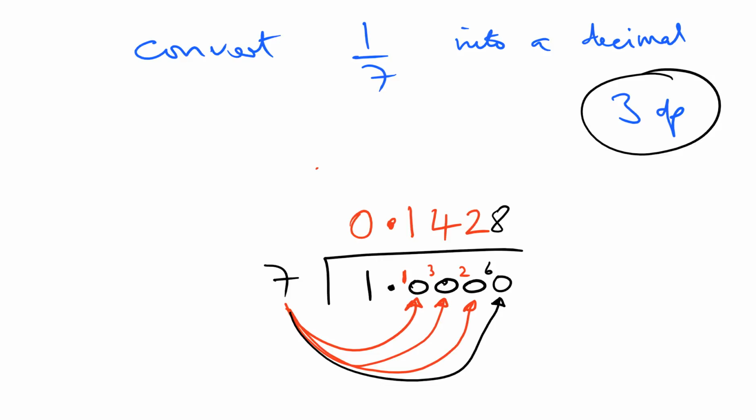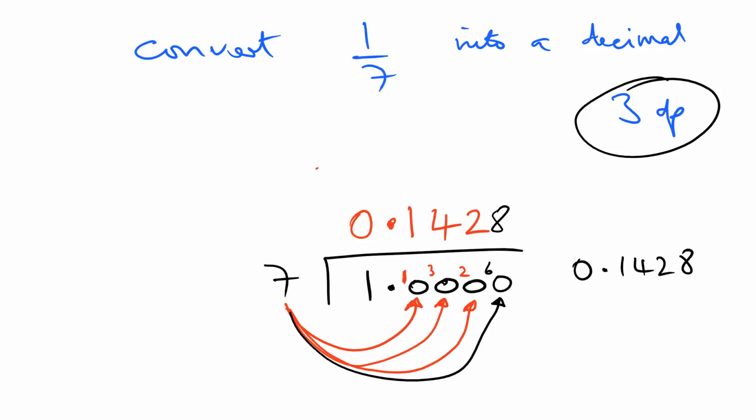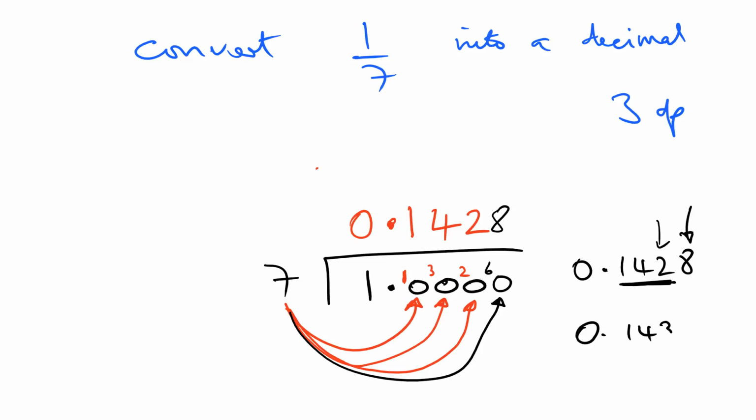But we can stop there because we only wanted the answer to 3 decimal places. We've got 0.1428. What would that be to 3 decimal places? Well, there's the 3 decimal places. This number here tells us what to do with the 142. In fact, because this is an 8, it tells you to round up this 2, so it would be 0.143 to 3 decimal places. So is that all right?